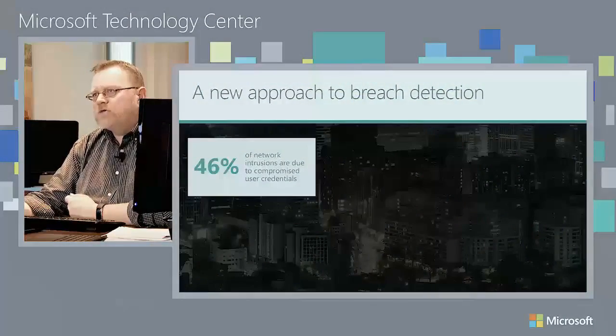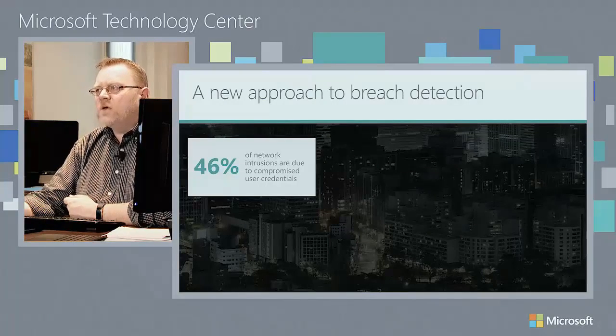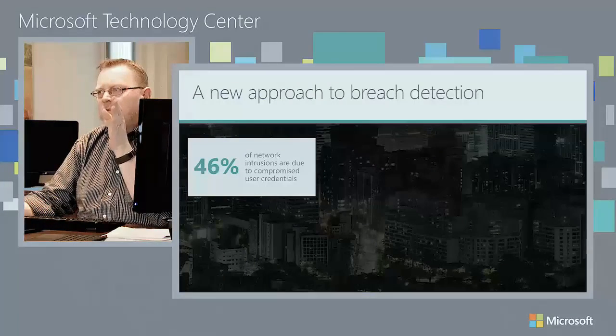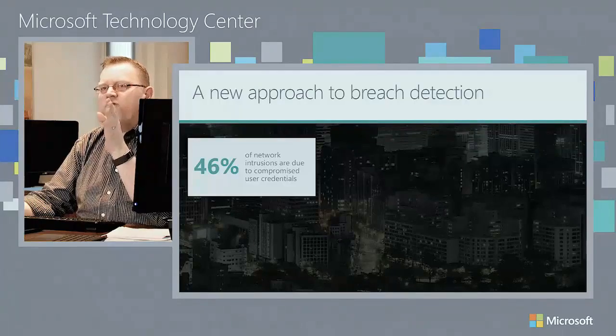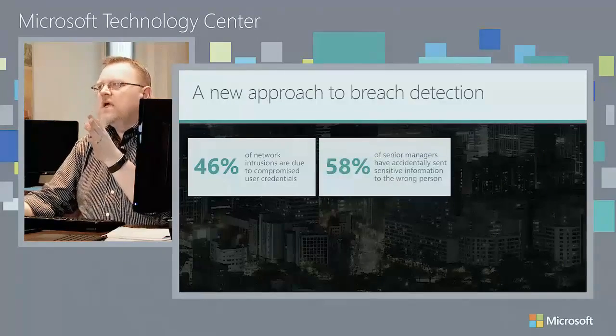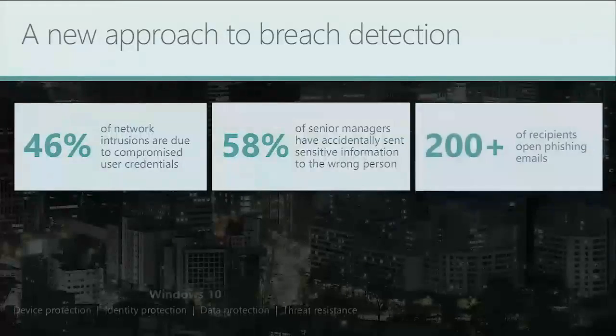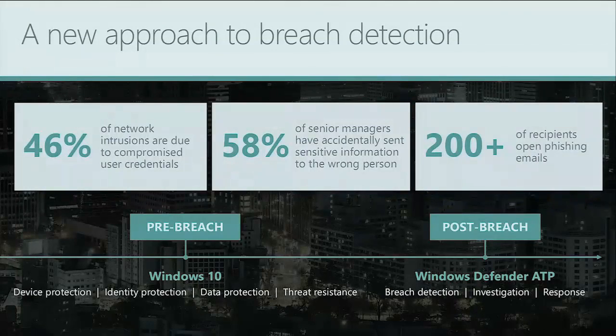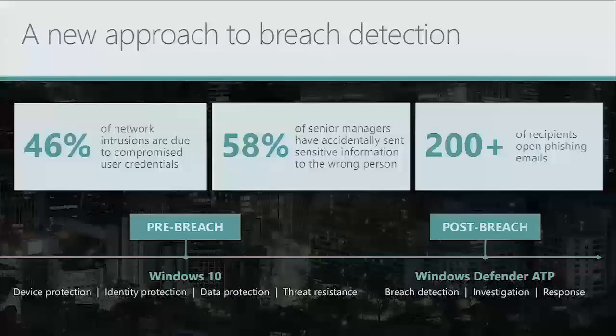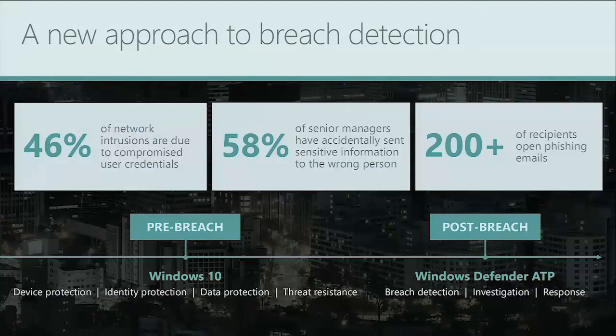It's a new approach that we're taking to breach detection, where we want to go through and say, okay, let's deal with these network intrusions because of compromised user credentials. Let's deal with this accidentally sending information. So the first two of these are pre-breach. We have device protection, identity protection, data protection, and threat resistance built in. So we've done a great job of being able to manage that.